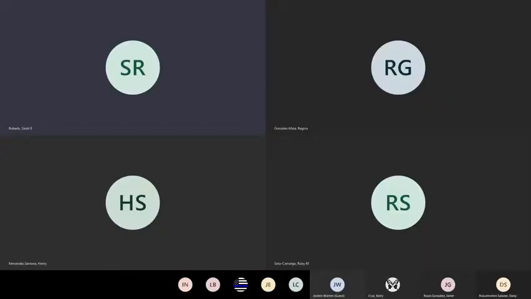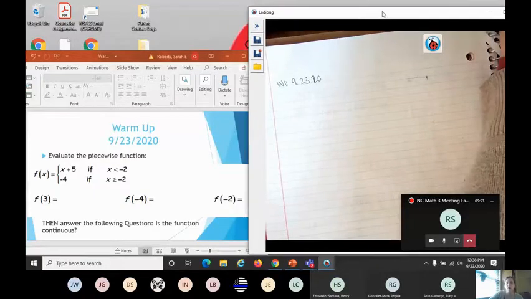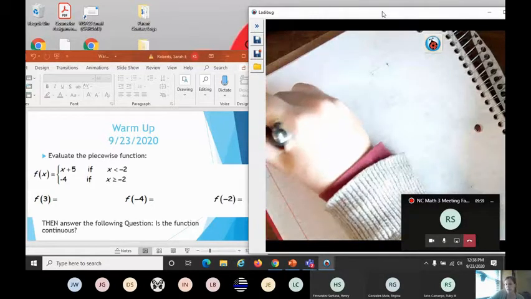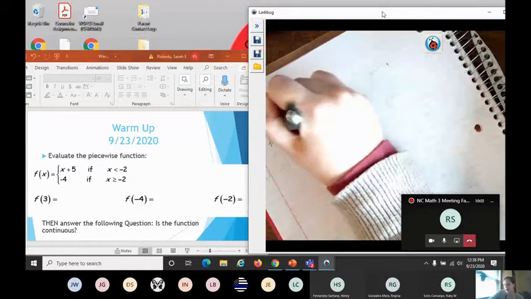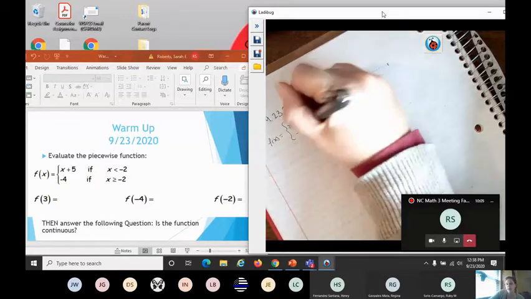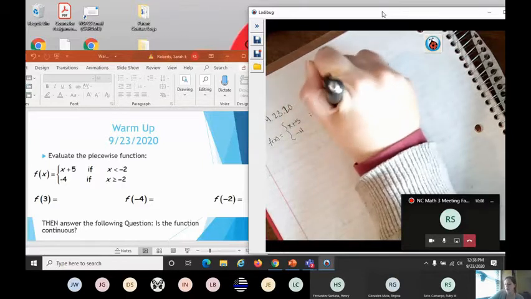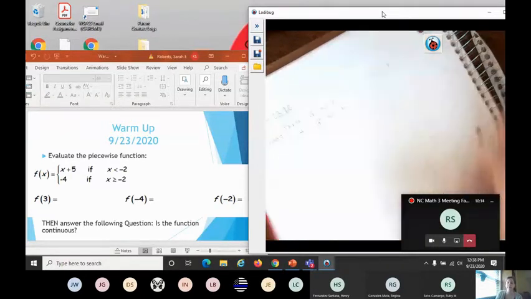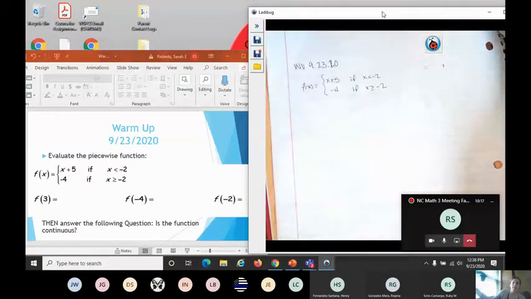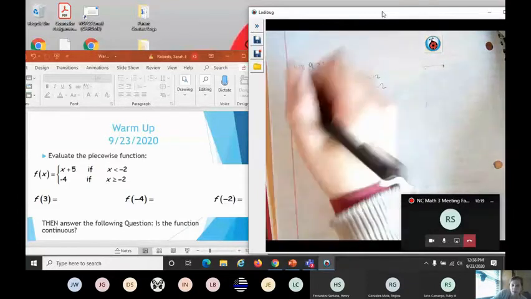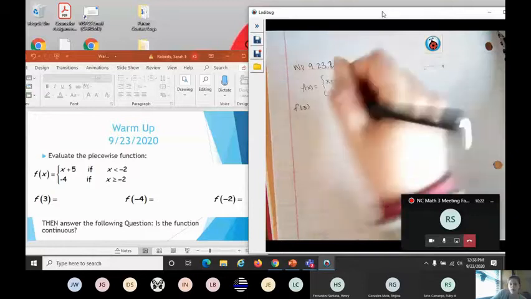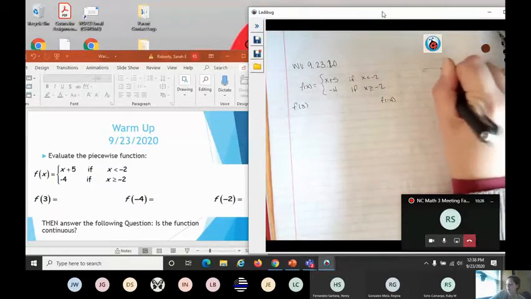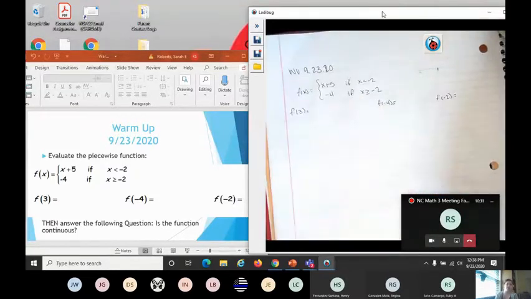Evaluate the piecewise function. So very similar to yesterday's warm-up. I don't believe it's the same though. Okay, so we have f of x equals x plus 5 and then -4, and it's x plus 5 if x is less than -2 and -4 if x is greater than or equal to -2. Okay, so we were asked to find 3 different values, f of 3, f of -4, and f of -2. Okay, so I'm going to call on 3 of you guys to help me out here.